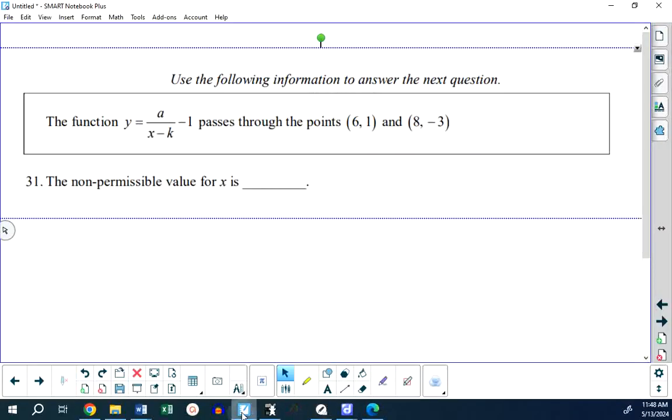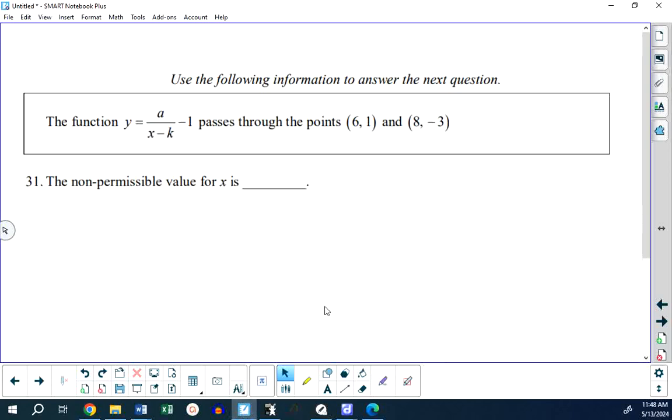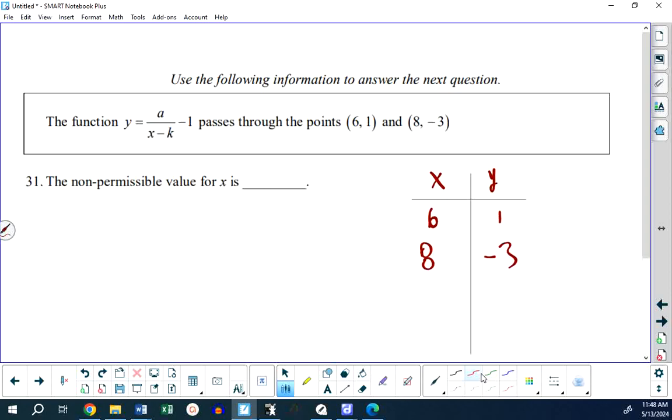We have learned again and again and again that whenever you have a missing parameter, you find the missing parameter by loading in an ordered pair. I think you know that what's going to happen here is we have to load in 2 ordered pairs, one after the other, to get 2 equations. So I want to just put this in tabular form because it's what you're used to seeing. We have x here and y here. 6, 1, 8, negative 3. So when I load in 6 for x, I get 1 for y. I get 1 equals a over x minus 6 minus 1.